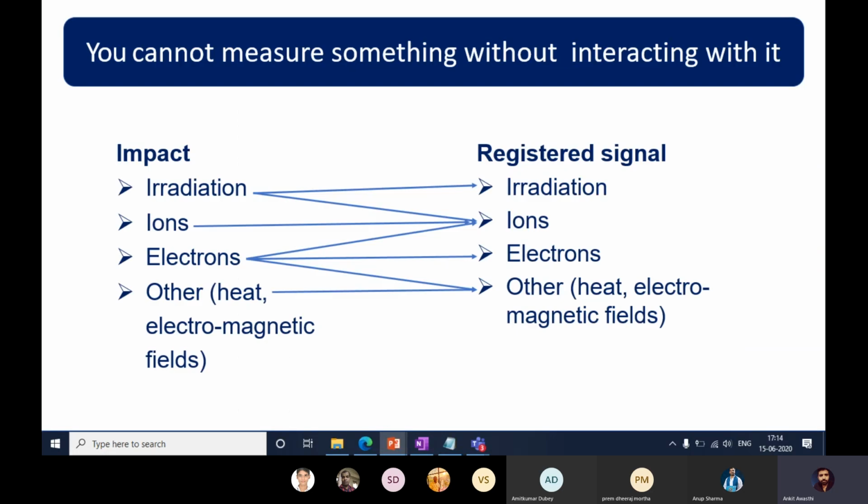So actually, when we have to analyze, first we have to make an impact on the surface with some source, like irradiation with X-rays, or ion bombardment, or electron bombardment, or some heating or anything, and after that we try to record the signals coming out of the surface. By this process, we try to get the knowledge or idea about what we actually want to gain from the process.